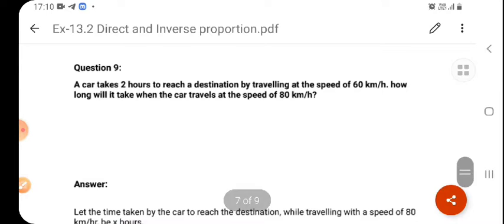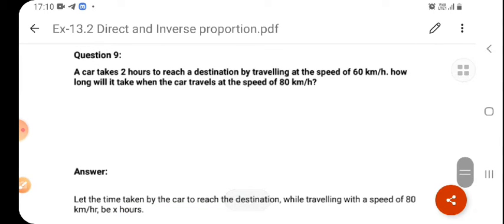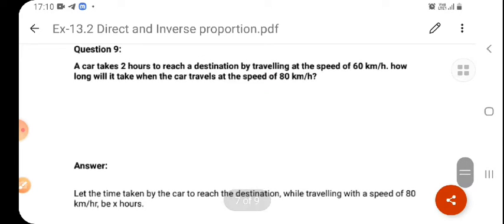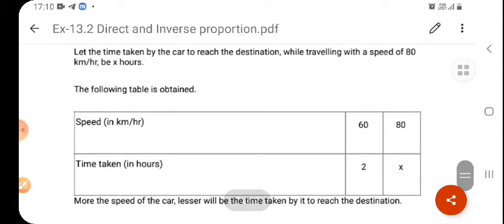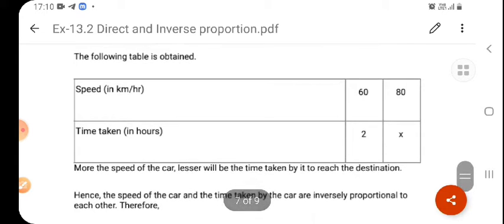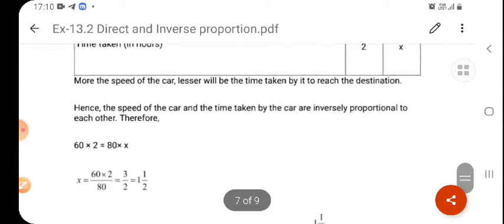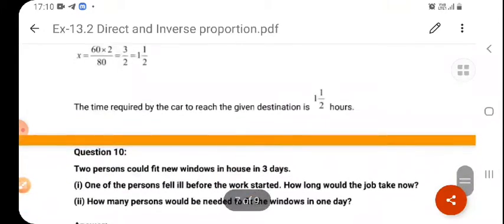A car takes 2 hours to reach a destination by traveling at a speed of 60 km per hour. How long will it take when the car travels at a speed of 80 km per hour? So for 60 km per hour, the time is 2. We have to find the time for 80 km per hour. So 60 into 2 is equal to 80 into x. We get the value of x.